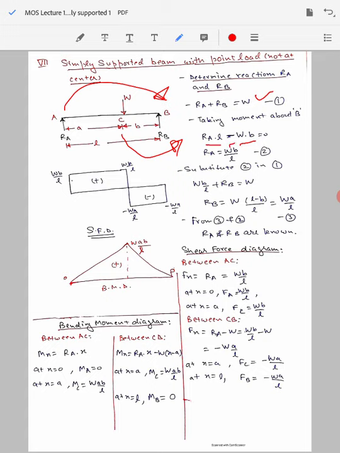Because the reaction RB is acting at point B itself, its distance from its own point will be 0, so there will not be any moment created because of the reaction RB. So that is our moment equation. Now the sum of the moments should be equal to 0 for the equilibrium condition, so we get RA into L minus W into b equal to 0. This provides us the value of reaction force RA as Wb by L.